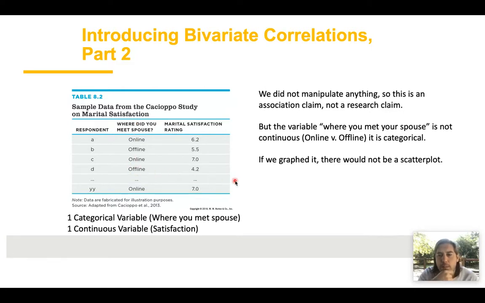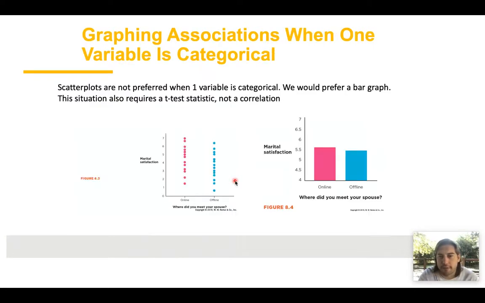So let's think about what that would look like if we graphed it. Here we have the bucket of online relationships, and here we have the bucket of offline relationships. They fall into this straight line going up because they all have the same value on the x-axis. You're either online or offline. There's only two possibilities. And then on the y-axis, we have variability. We can see the variability in marital satisfaction.